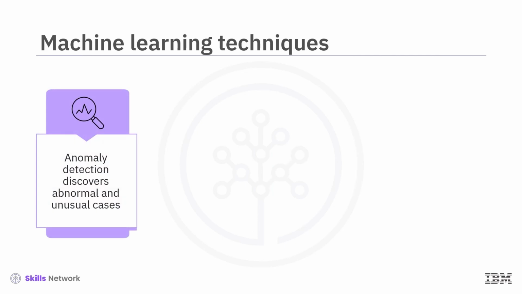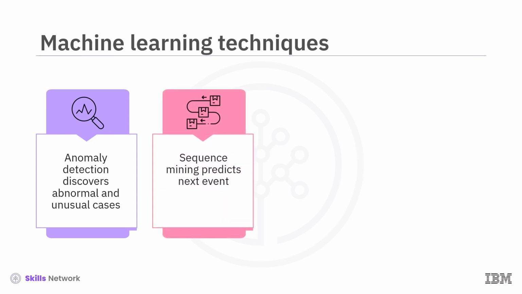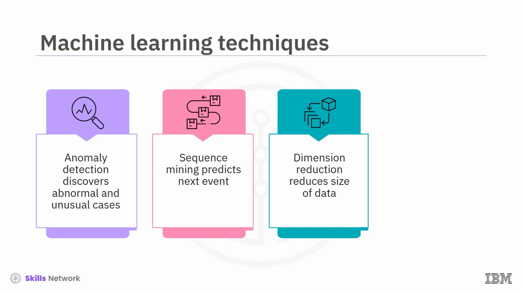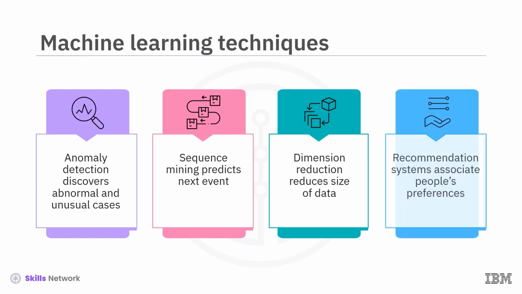Anomaly detection is used to discover abnormal and unusual cases. For example, it's used for credit card fraud detection. Sequence mining is used to predict the next event. For instance, the clickstream analytics in websites. Dimension reduction is used to reduce data size, particularly the number of features needed. And finally, recommendation systems. This associates people's preferences with others who have similar tastes and recommends new items to them, such as books or movies. We'll cover some of these techniques in the next videos.